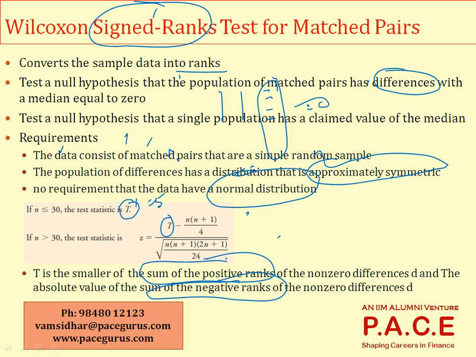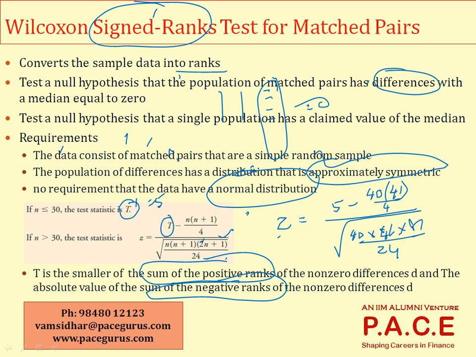Otherwise, I'll go with this formula. If my sample size has been greater than 30, then what will I do? Let's say it is 30 or 30-40. I'll say 5 minus n becomes 40. 40 into 41 by 4, divided by square root of 40 into 41 into 81 by 24. So this comes out to be your Z value, and you will compare this Z value with your critical value and take your decision.